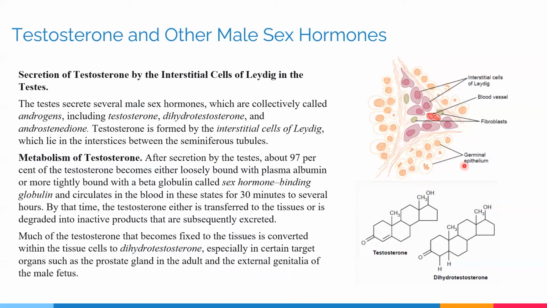In the first schematic, we can see the interstitial cells of Leydig and the blood vessels and fibroblasts covering them, and the seminiferous tubules that are shown in orange. And here we can see the testosterone and dihydrotestosterone hormones that are present.